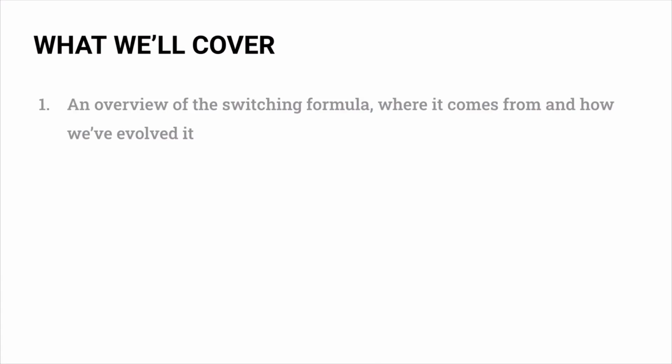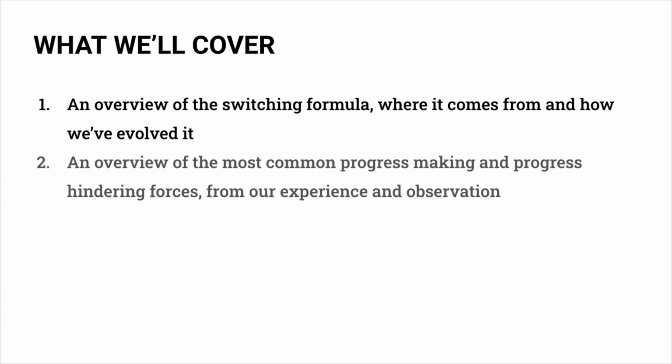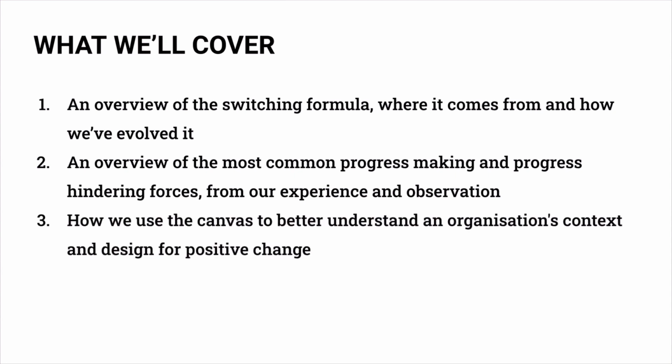In this lesson we'll cover, number 1, an overview of the switching formula, where it comes from, and how we've evolved it. Number 2, an overview of the most common progress-making and progress-hindering forces from both our experience and observation. Number 3, how we use the canvas to better understand an organization's unique context and design for positive change.